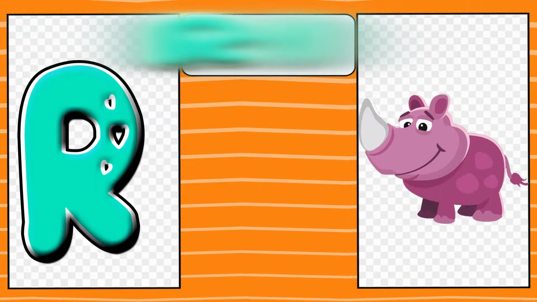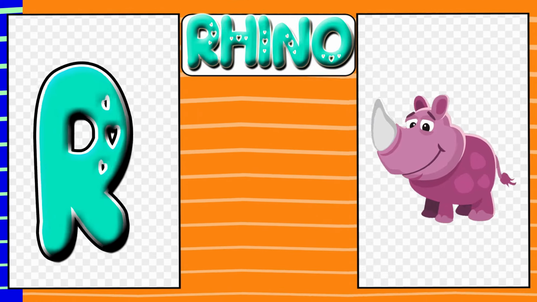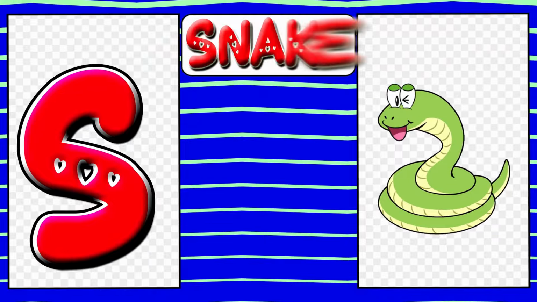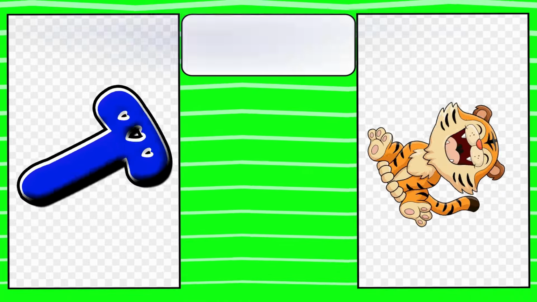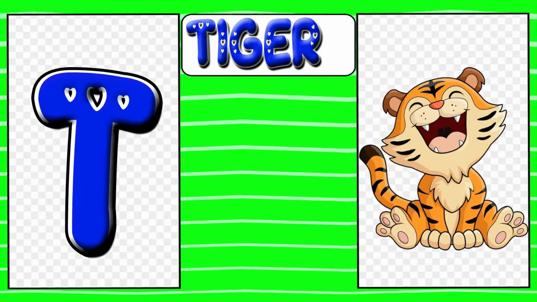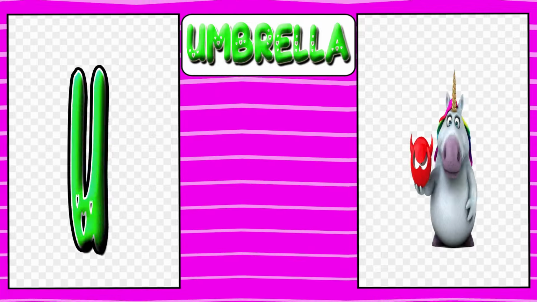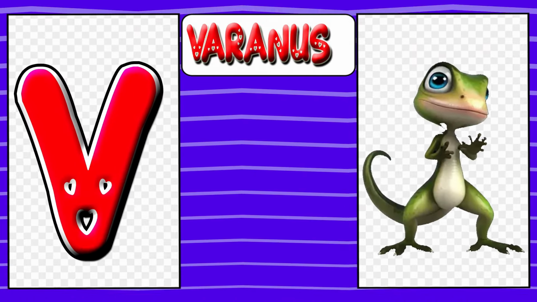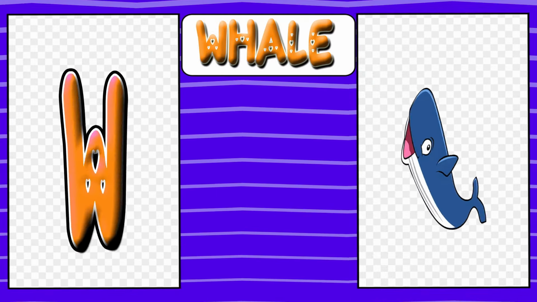R is for rhino, r, r, rhino. S is for snake, s, s, snake. T is for tiger, t, t, tiger. U is for unicorn, u, u, unicorn. V is for varanus, v, v, varanus. W is for whale, w, w, whale.